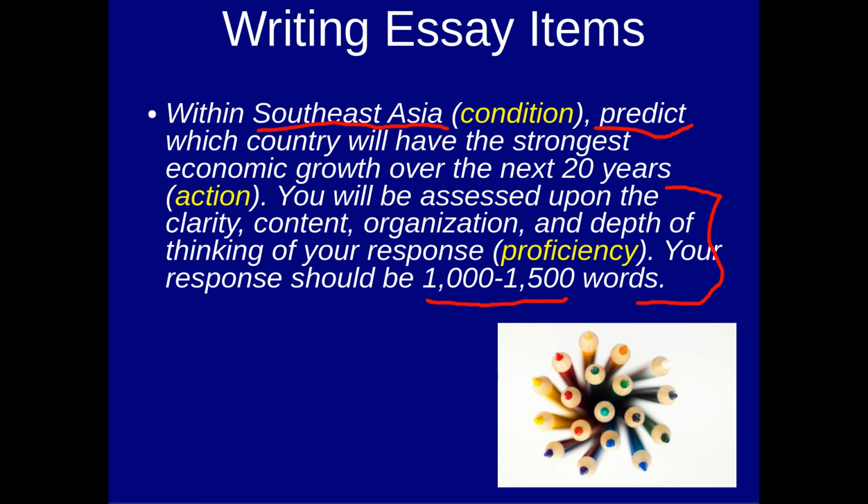And lastly, you want to keep in mind the three criteria, or the three components to an essay item. Some sort of a context in which they have to write, what exactly it is they have to do in their writing, and also the proficiency. At what level do they have to do these things in order to receive the maximum credit?